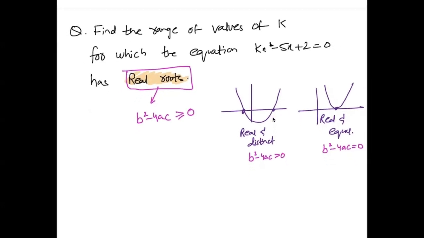Now your equation was kx squared minus 5x plus 2 equals 0. Is it arranged in the general quadratic form of ax squared plus bx plus c? Is it already arranged? Yes or no?